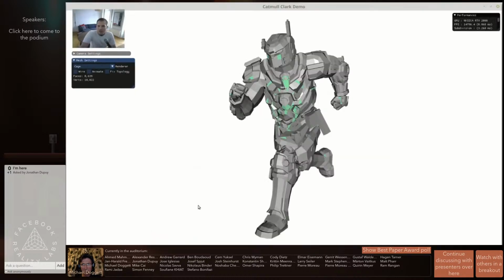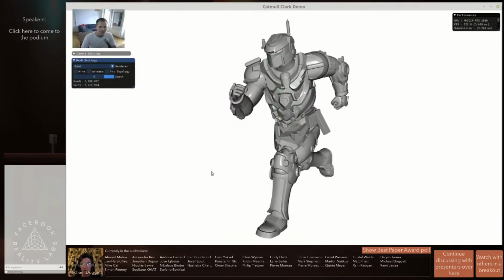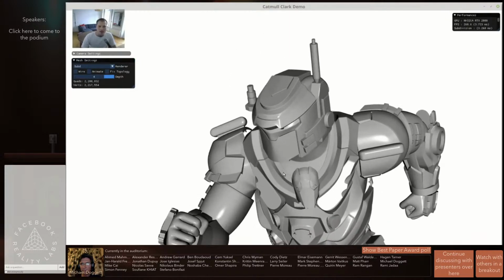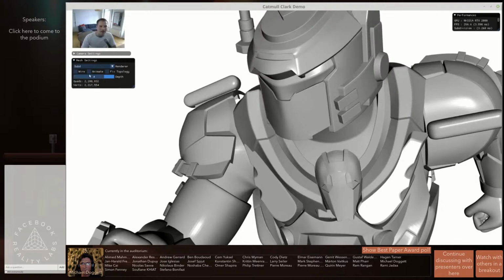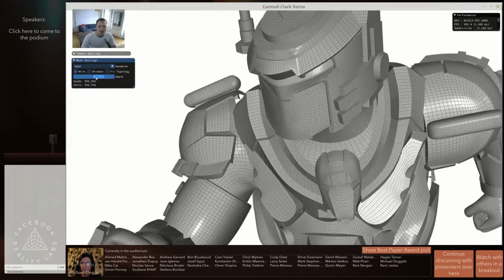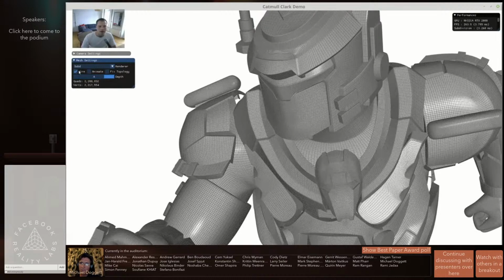It's essentially an algorithm that takes as input a control cage. A control cage is a low-poly mesh such as this one. Given this control cage, it produces a smooth surface, which is visualized here. The way this is done is by successively refining the control cage into these quads that get smaller and smaller as the refinement is repeated.